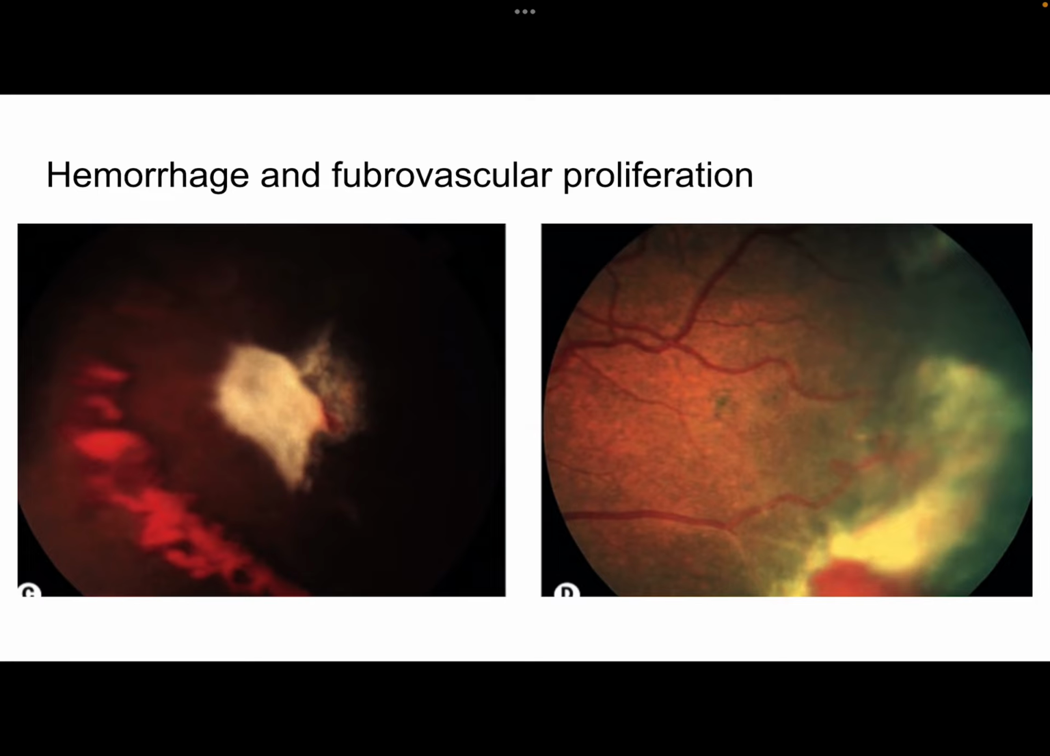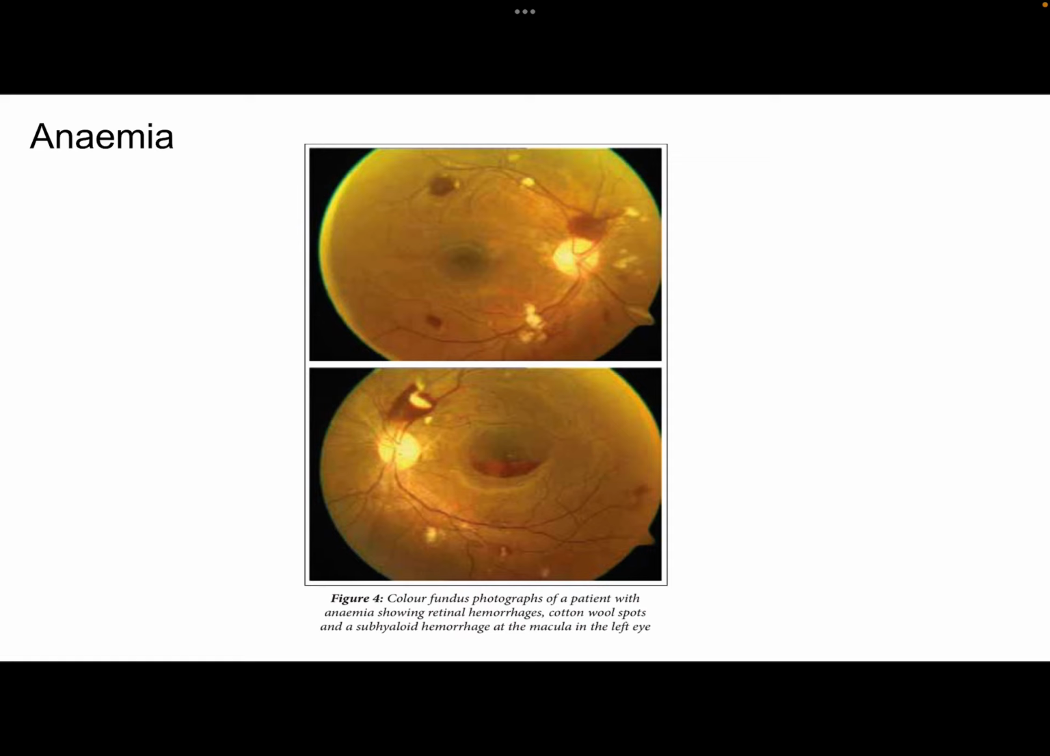So this is the hemorrhage and fibrovascular proliferation. Now next, talking about anemia. Anemia is a blood disorder characterized by reduced hemoglobin content. It can be hypoproliferative, it's divided into reduced production, that is hypoproliferative, or increased destruction of RBCs.